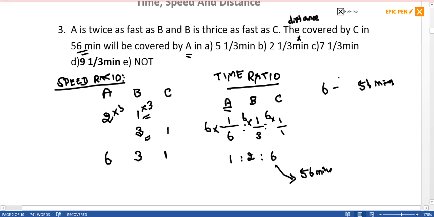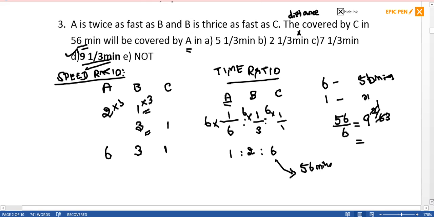What is 1 part? So 1 part is X. It's just nothing but 56 by 6, which is 6 9s of 54, 2 by 6. We can further simplify it as 1 by 3. So time taken by A would be 9 1 by 3 minutes. So that is going to be our answer.